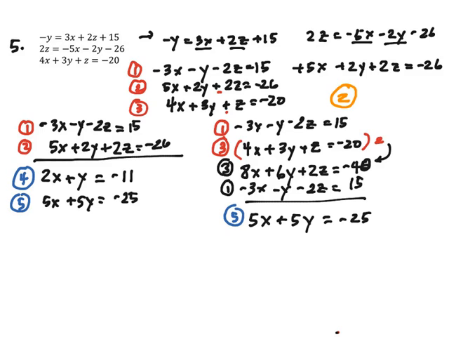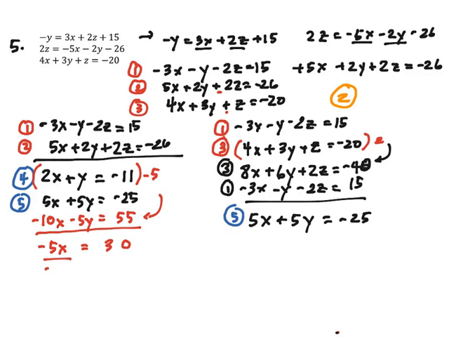Now, what should I eliminate? I'm going to try to eliminate y. So I'm going to multiply the top equation by negative 5, which gives me negative 10x minus 5y equals 55. Okay, so I have negative 5x equals, what is that, 30. Divide both sides by negative 5, and I get x equals negative 6. And I got 1. Yay!